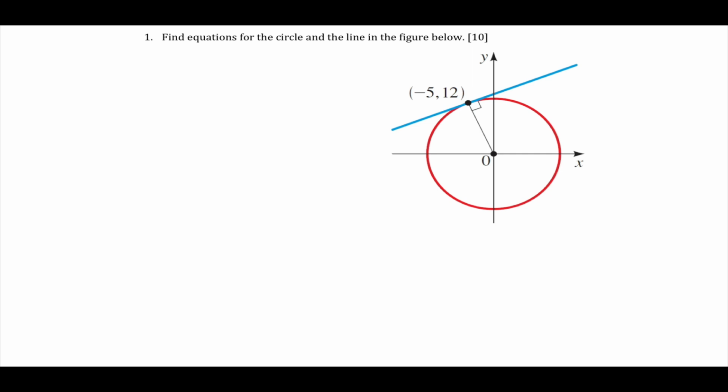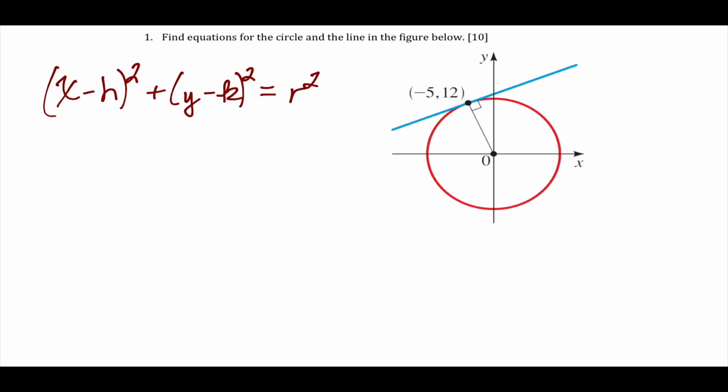So the first thing I'll do is try to find the equation of the circle, and then the last thing I'll do is find the equation of the line. So the first thing I needed to know was the standard form for a circle: x minus h squared plus y minus k squared, the quantities squared, is equal to the radius squared. So I do need to know what this radius is too.